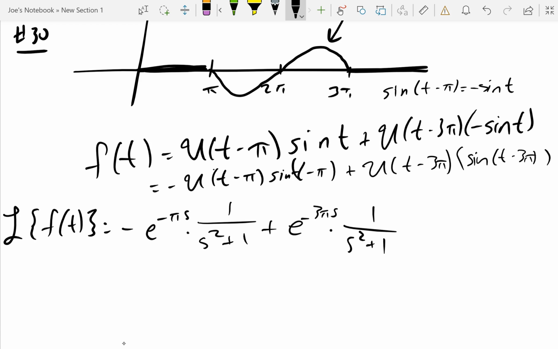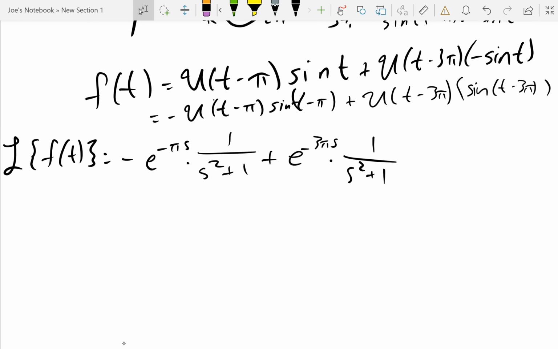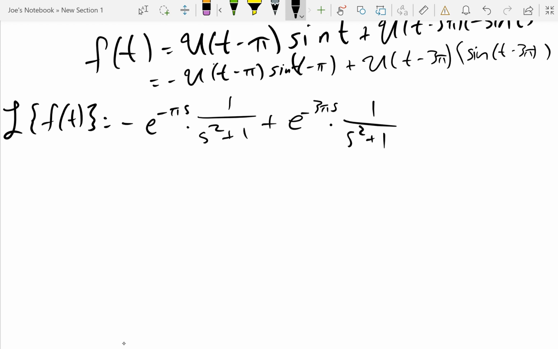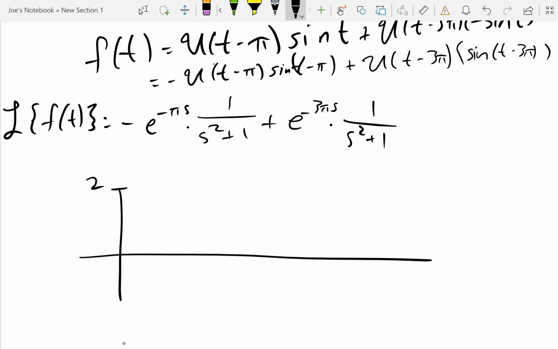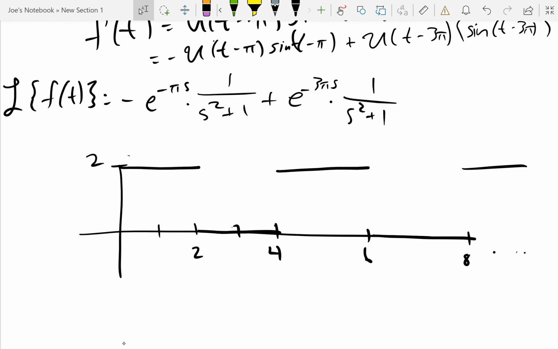All right, let's see if we can do one where we get something that's periodic. I don't see one here in the chapter review. So let's say we had something like the following. Let's say we had something that was at 2 up until 2, and then it was 0 up until 4, and then it was 2 again up until 6, and then 0 up until 8, and so on down the line. This is going to be a periodic function because it's repeating every 4. So we notice that the period is 4 here.